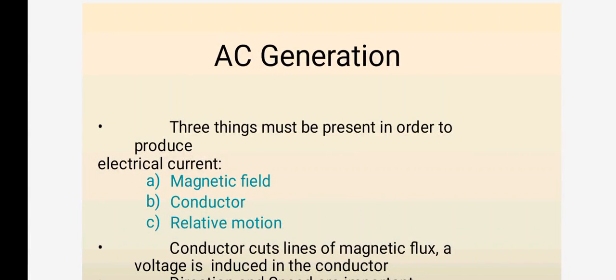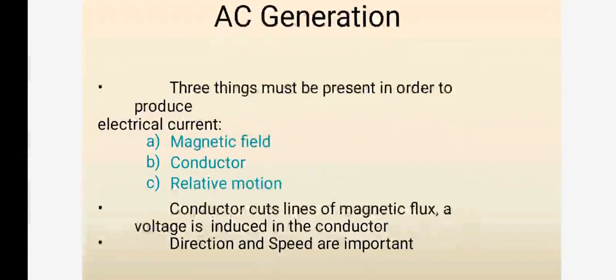Then how is AC current generated? Alternating current is going to be generated. Three things must be present in order to produce an electrical current: one is a magnetic field, another is a conductor, and the other is relative motion. In the first module, we discussed how AC waveforms are generated. When a conductor is placed in a magnetic field, it starts to rotate. The direction of rotation determines the polarity of the corresponding AC.